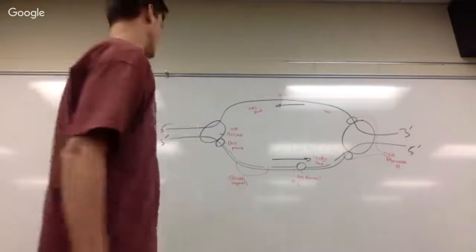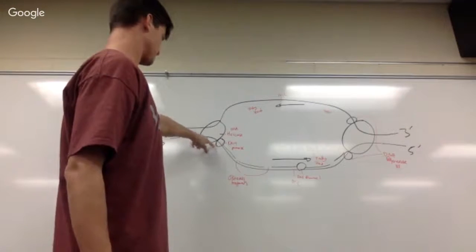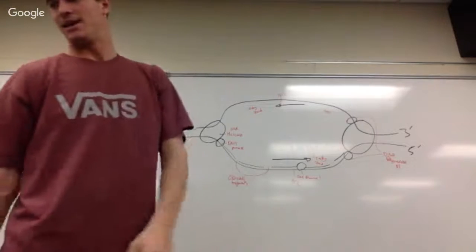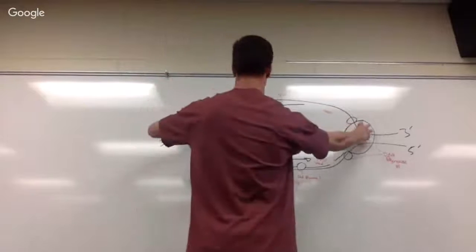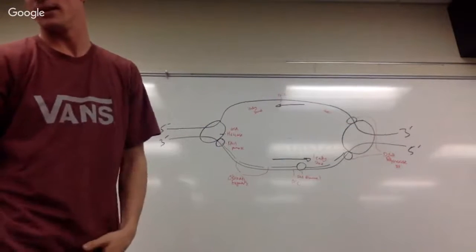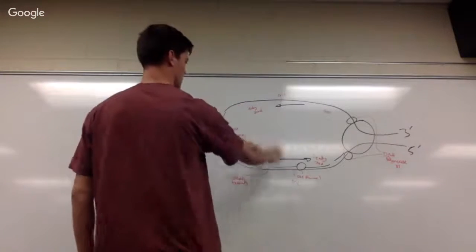The DNA primase, which is here, and that is leading the helicase along, making the primers. The DNA helicase is right here and right here, which is separating the strands. The RNA primers for the leading and lagging strands. And so here's the leading strand.